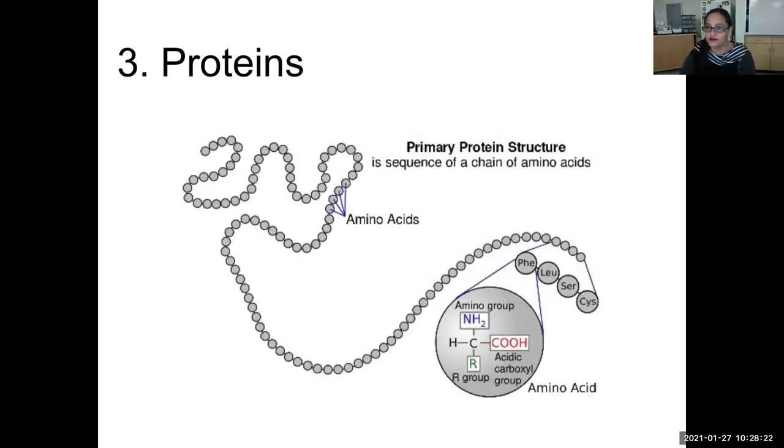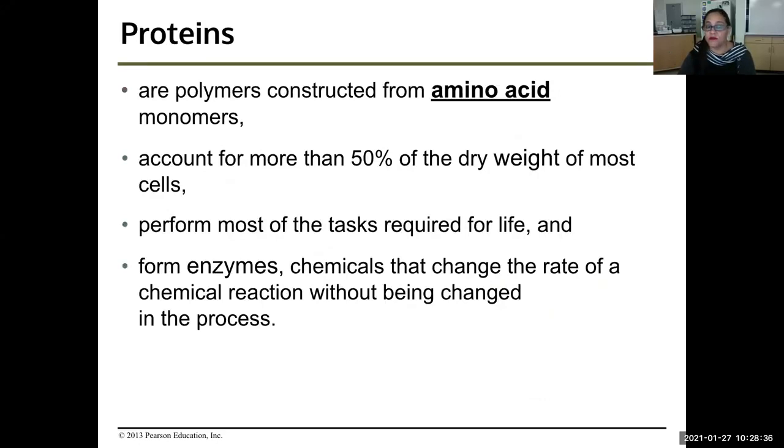Proteins is the third class of macromolecules. You can see they're made of individual amino acids, which we'll get to. Proteins are polymers constructed from amino acid monomers. They account for more than 50% of the dry weight of most cells. They perform most of the tasks required for life and they form enzymes, which are chemicals that change the rate of a chemical reaction without being changed itself in the process. We have a whole chapter or section on enzymes in one of our upcoming chapters.